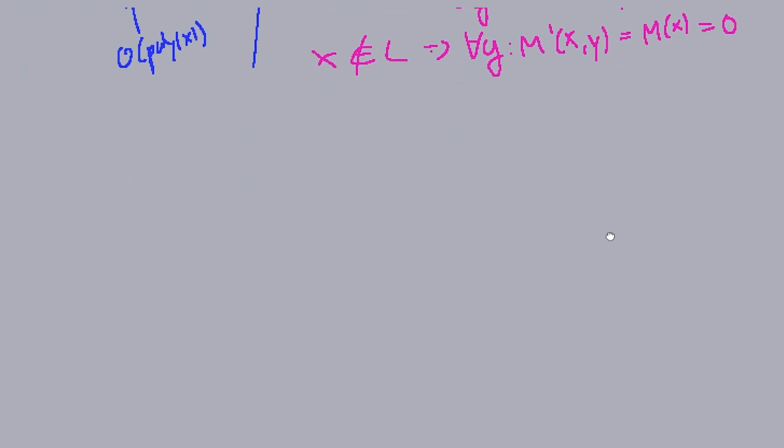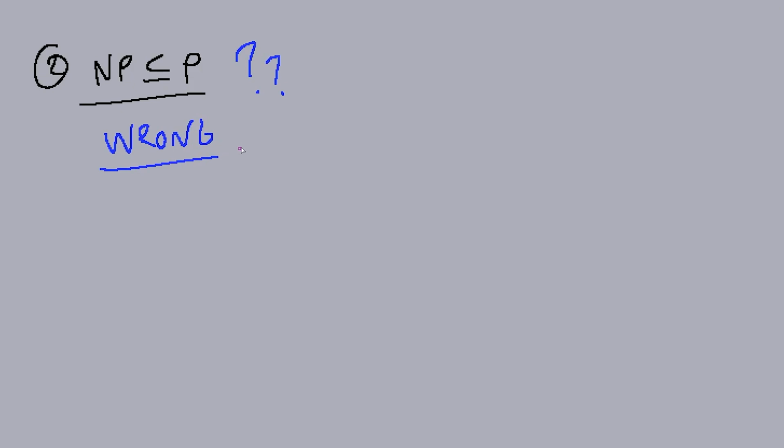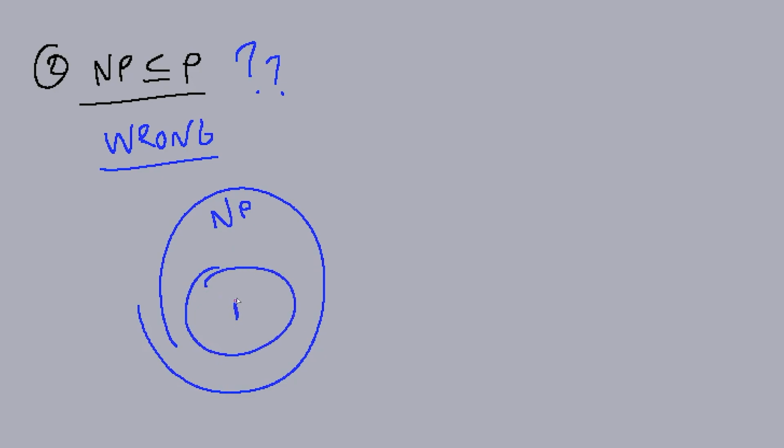And now I challenge you to do the other side, which is proving that NP is indeed in P. But the thing is that we don't know. We don't know if this is true, and we think that this is wrong. This is not true. Because we are basically sure that the picture is that you have the class NP and here you have the class P.